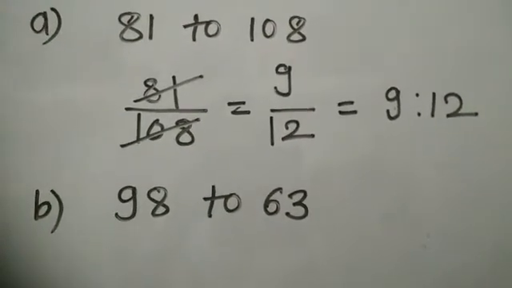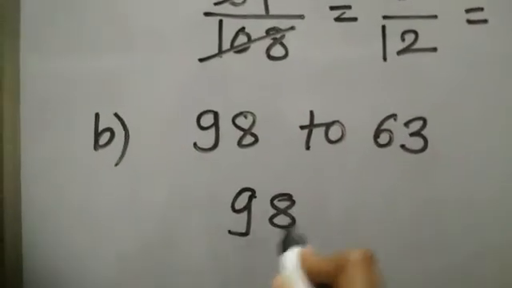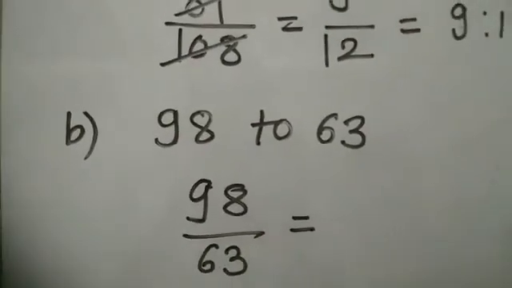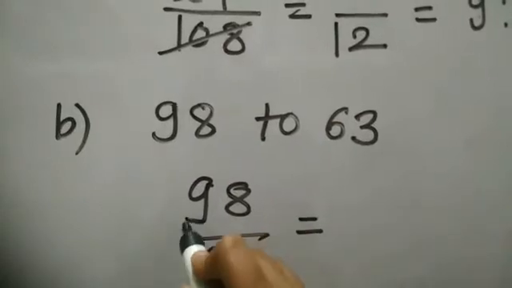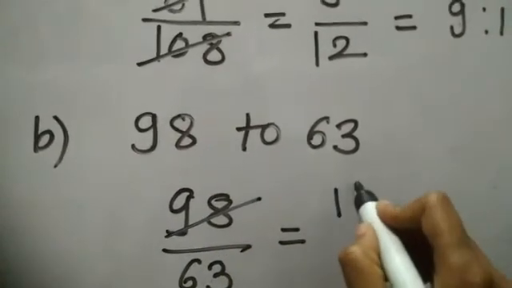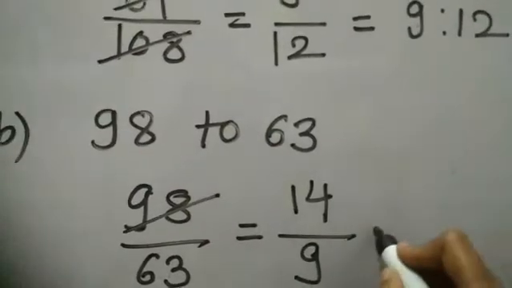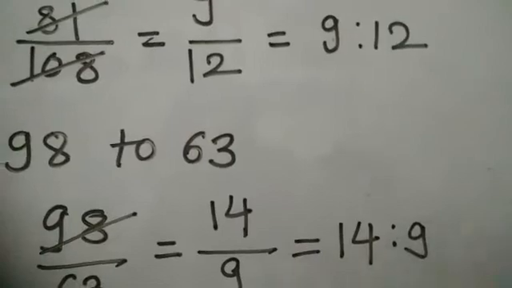Similarly, we can find out the ratio of 98 to 63. 98 divided by 63. Here 98 and 63 are divisible by 7. So if we divide them by 7, we get 14 in the numerator and 9 in the denominator. Hence the required ratio is 14:9.